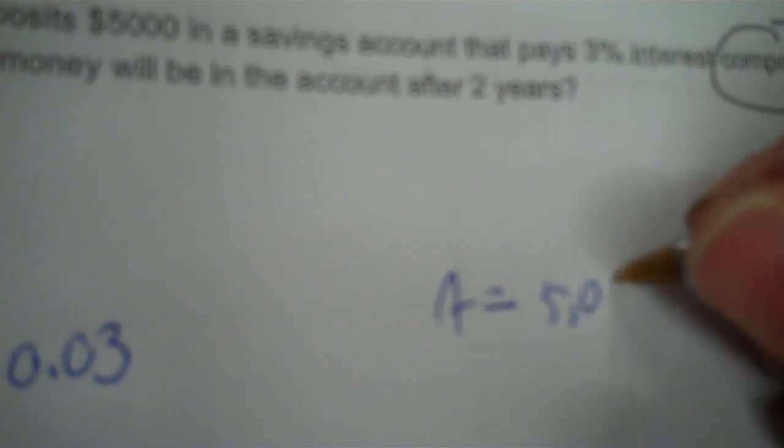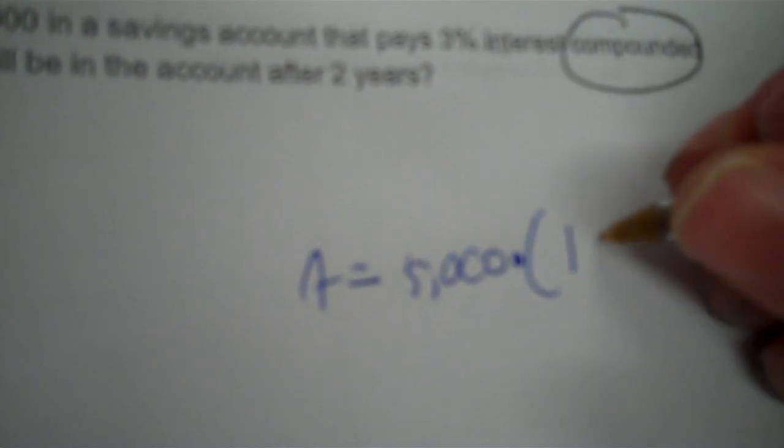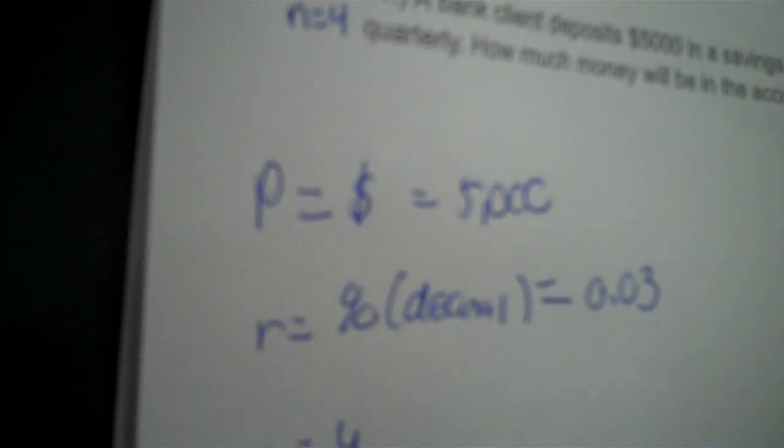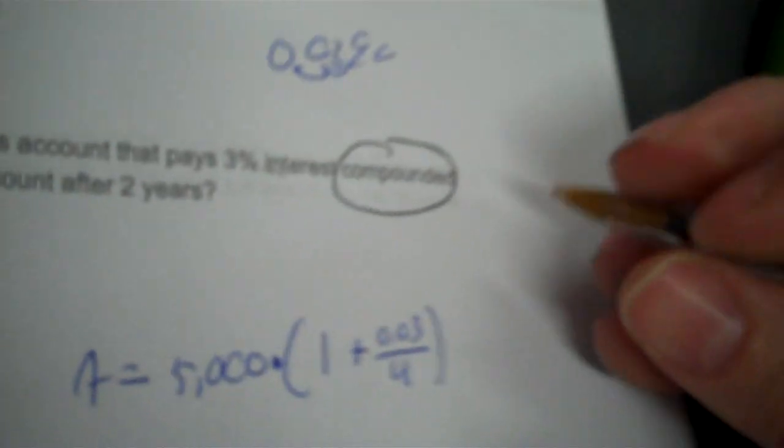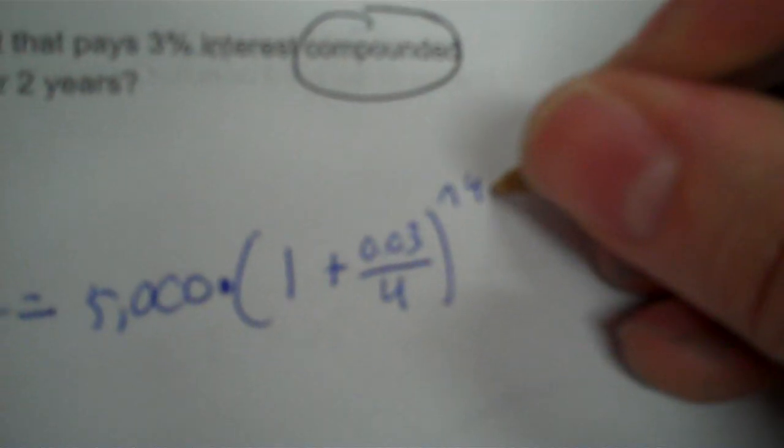Okay? So A equals, so we replace P with 5,000. And then we put times, not plus. This means times right there. Then 1's always there, plus. 1 stands for 100%. So for R you put your 0.03 divided by your N, which is 4. Then you put your exponent, and you need to take your N, which is 4, times your T, which is 2.